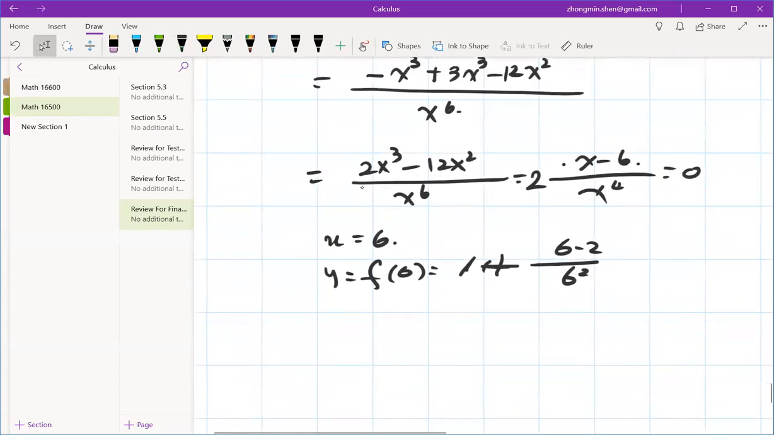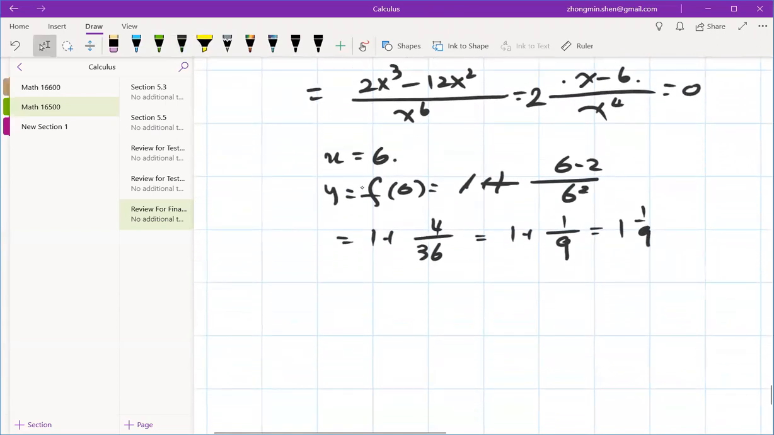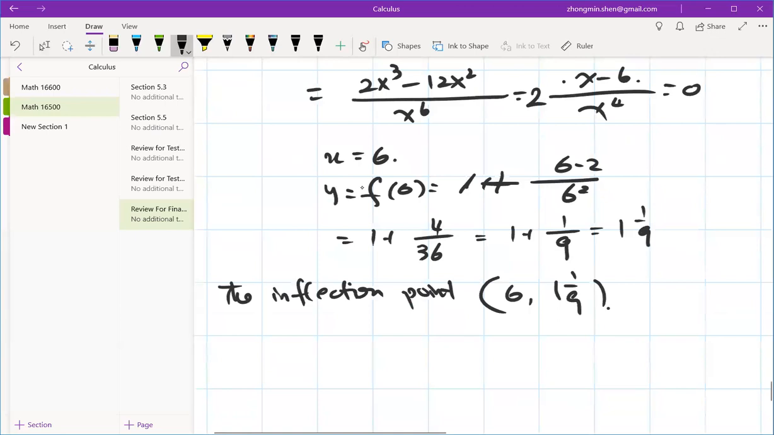Okay. So you will get 1 plus 4 over 3 to the 9, and 1 over 9. So it is smaller than the absolute maximum value. That's obvious. Okay. So the inflection point has coordinates 6, 1 over 1. Right. And I already predicted there is an inflection point from the picture at the end, right?